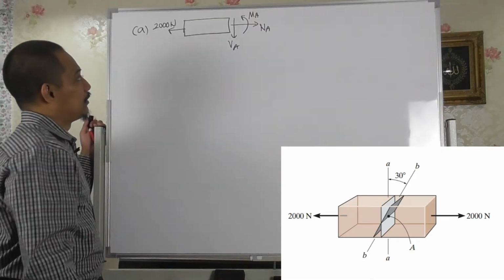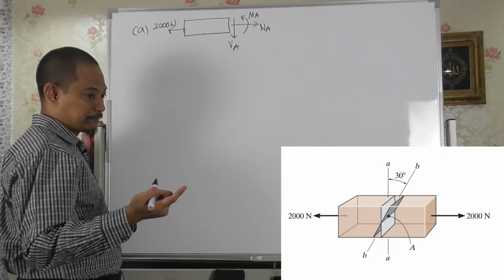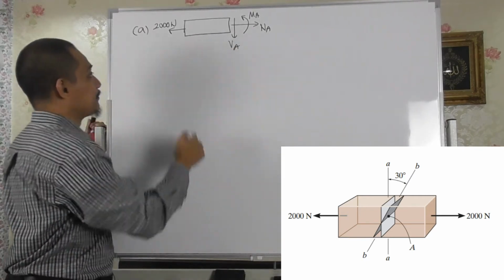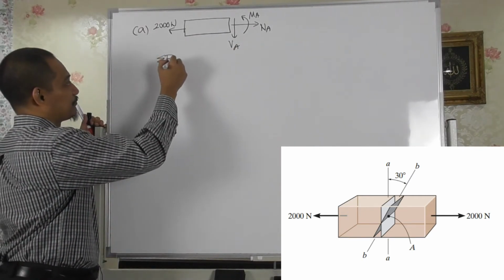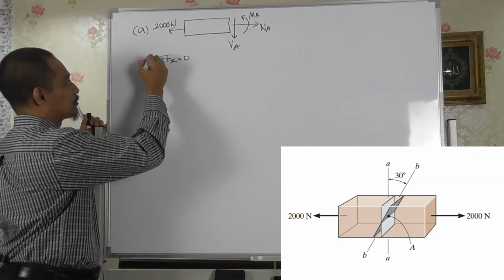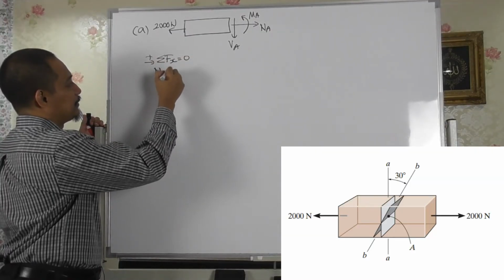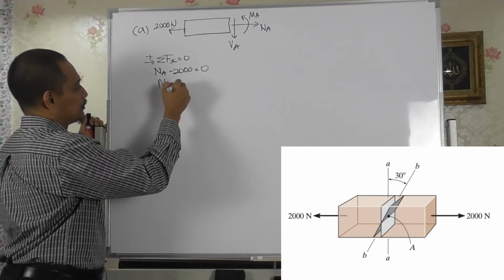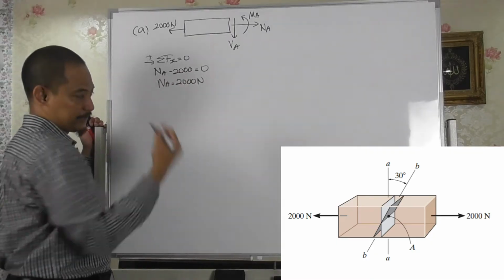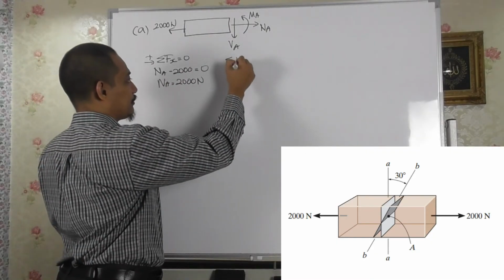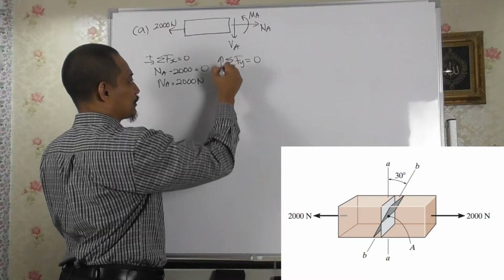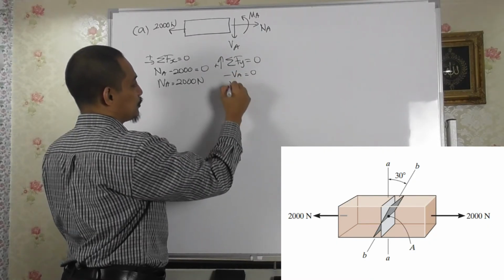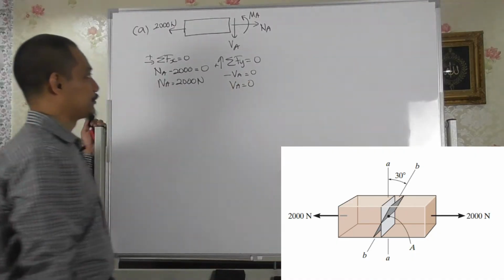Okay, but the question only asks for normal and shear, so NA and VA. So in this case, if you do summation of Fx equal to 0, taken to the right as positive, NA minus 2000 equal to 0, so NA simply is 2000 Newton as expected. If you do summation of Fy equal to 0, taking upwards as positive, we'll have minus VA equal to 0, so VA of course equal to 0.